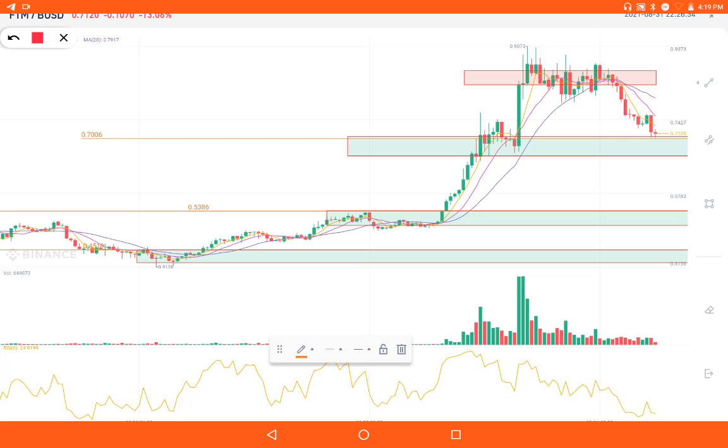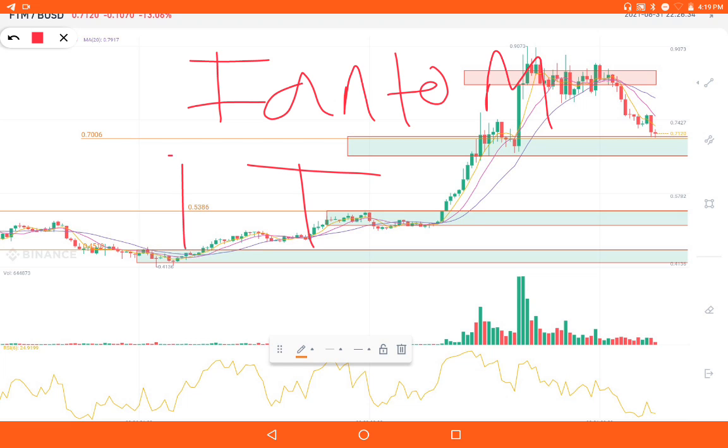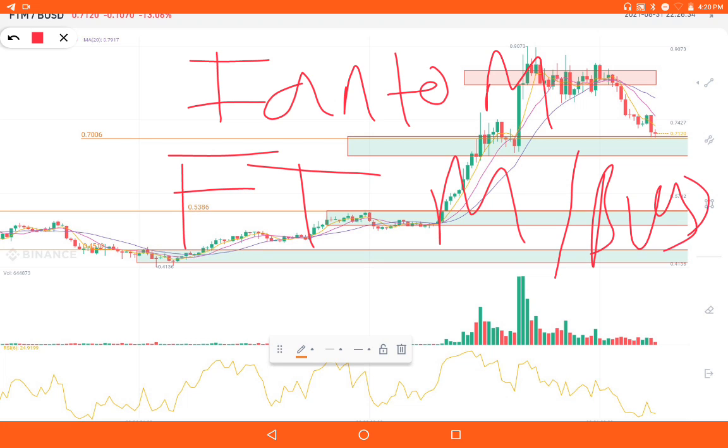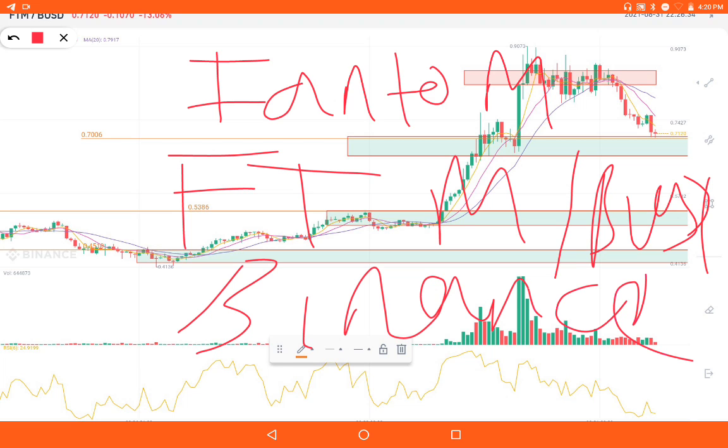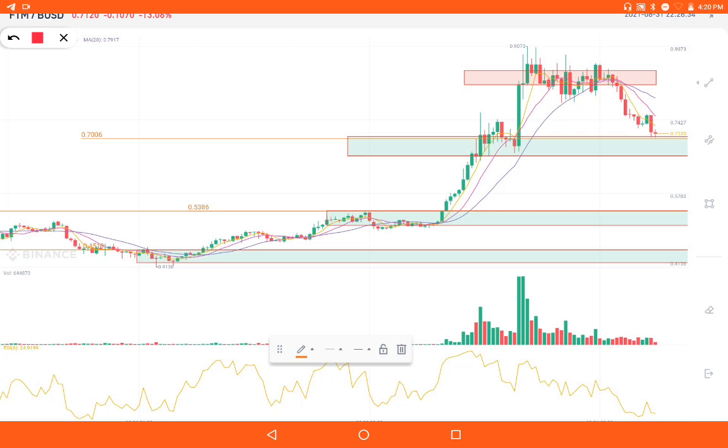The first coin we have today is Fantom, that is FTM BUSD, exchange Binance. If you look at the chart, you can see that it traded at a high of 0.9 cents. As at the time of this broadcast, it was trading at the price of 0.120 cents.